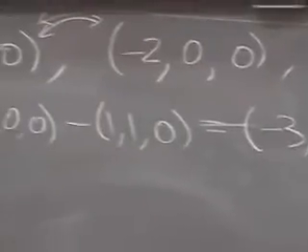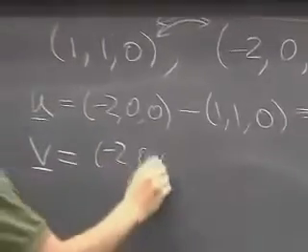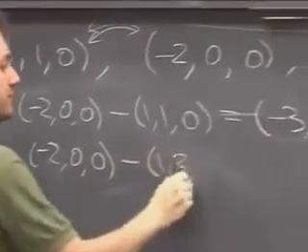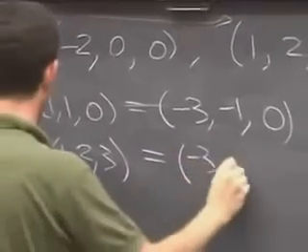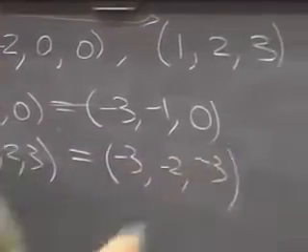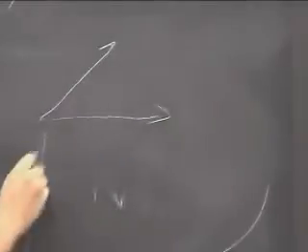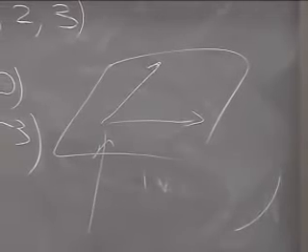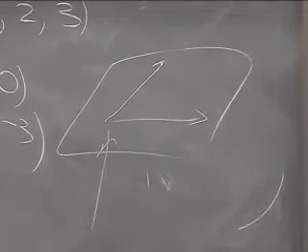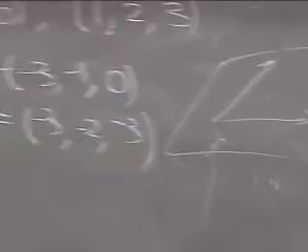Another vector v could be this and this combined. Actually, let's do this and this combined because it's probably a little simpler. Minus 2, 0, 0, 0, minus 1, 2, 3. And you'll get negative 3, negative 2, negative 3. So those are two vectors that lie in the plane. Here's the plane. So now what do we need? We need the normal. So they didn't give us the normal. So we're going to have to take the cross product, as you say, to find a normal.